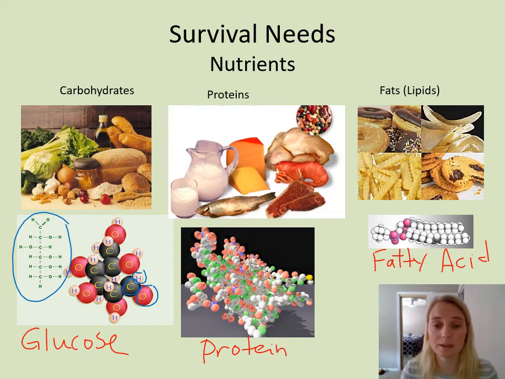So all three of these are needed for energy, and proteins are used for structural purposes, like to build things. So think of proteins as our scaffolding and our structural components. Carbohydrates and fats are mostly for energy. Fats can do some structural things too. We'll see this more in chapter 3.